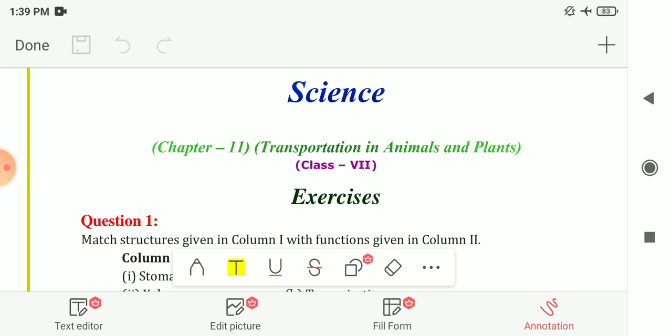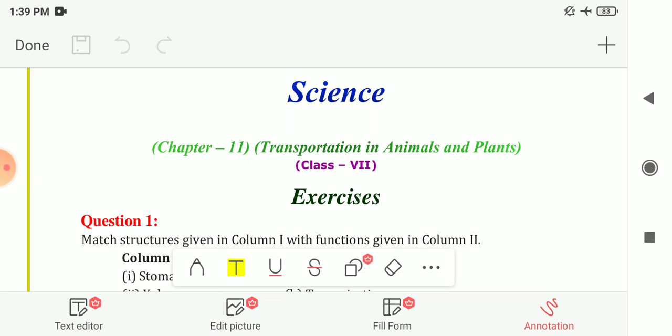In RBC, hemoglobin is present, which combines with oxygen and transports the oxygen to the different parts of our body. Then we had seen the function of WBC, that is white blood cells: these cells fight against the germs which enter our body. And platelets help in the clotting of the blood. So these are the functions of the different blood cells.